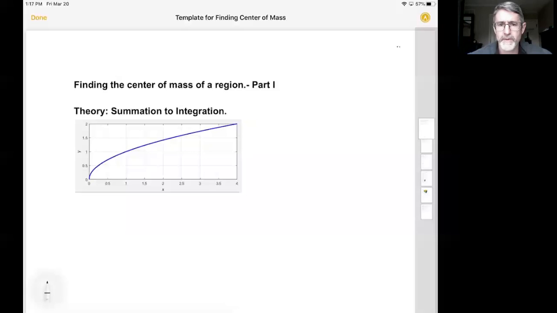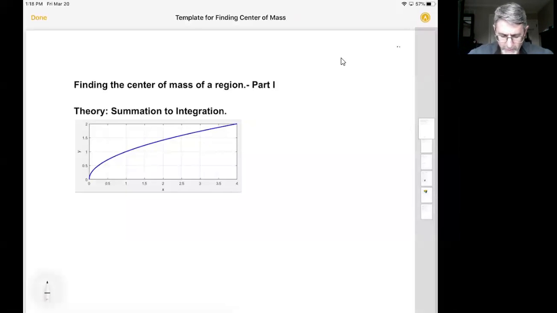In the previous video, we had looked at finding the center of mass for a piecewise region. In this video, we want to look at finding the center of mass for a continuous region and taking our summations and converting those into integrations. So here on the iPad screen, you can see a region that is continuously defined.